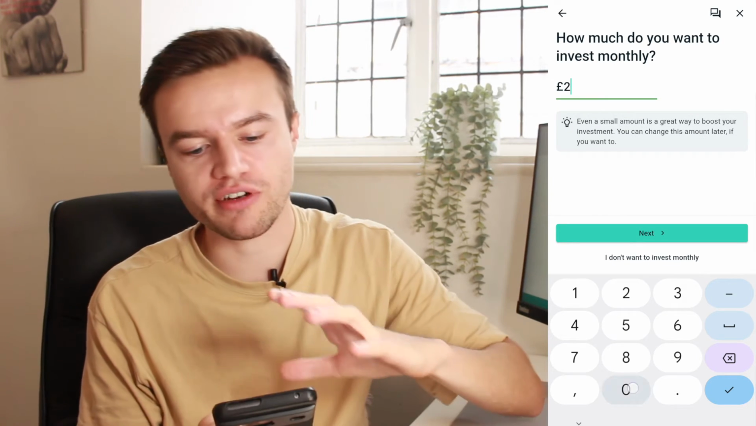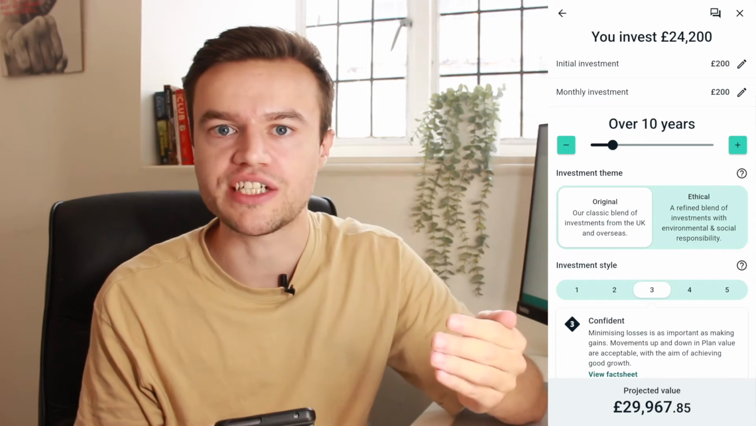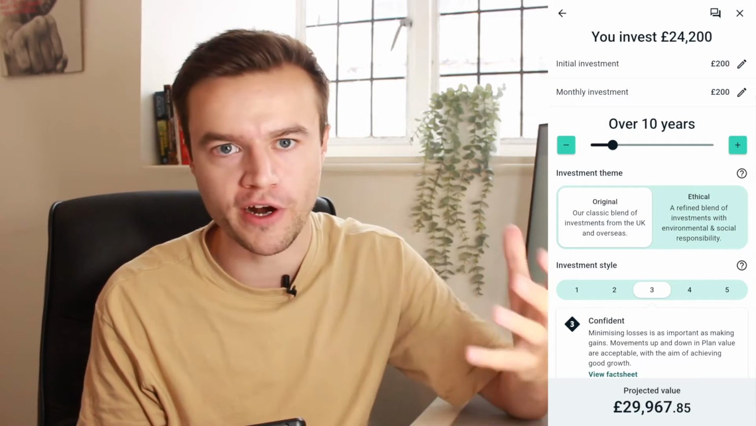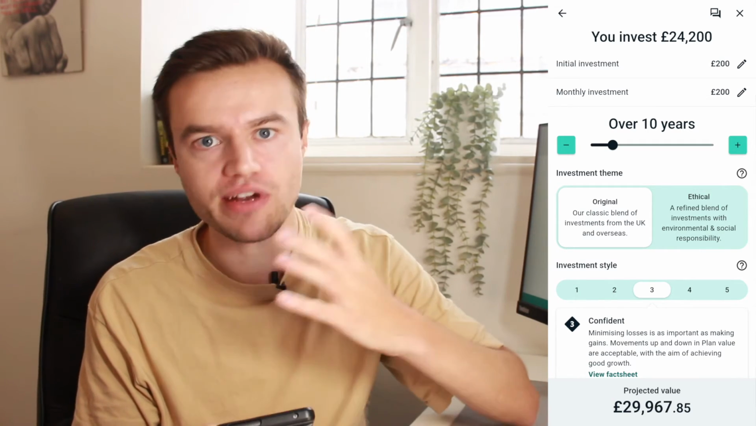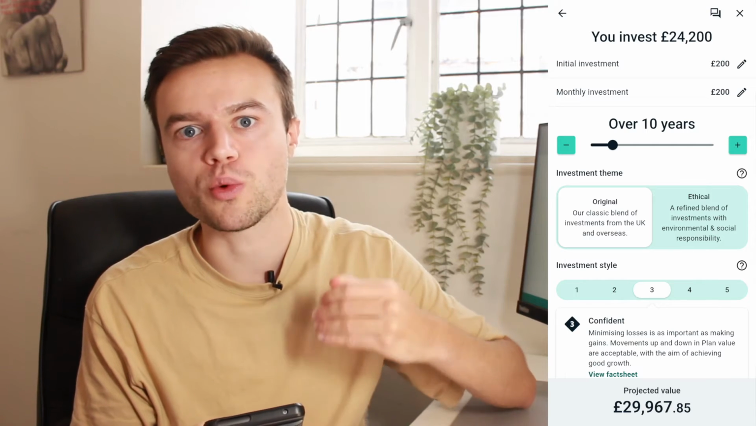£200 again. And the great thing about Wealthify here is that they have all the automation you would want to regularly invest in your portfolio. So you can set up a direct debit every month to have money going in to your Wealthify account, and then Wealthify will automatically invest that in your portfolio. So the whole process is automated.